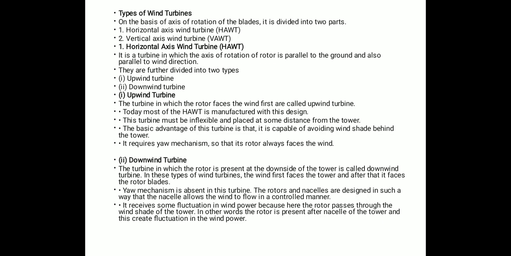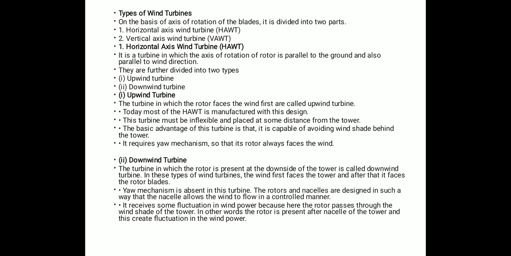Now there are two types of wind turbines: the horizontal axis wind turbine, HAWT, and the vertical axis wind turbine, VAWT. A horizontal axis wind turbine is a turbine in which the axis of rotation of the rotor is parallel to the ground and also parallel to the wind direction. These are further divided into two types, upwind turbine and downwind turbine.